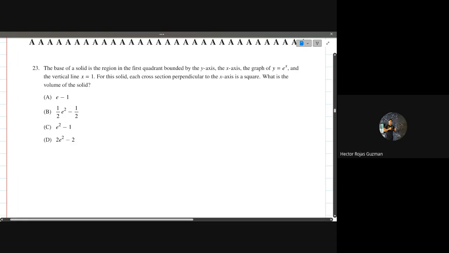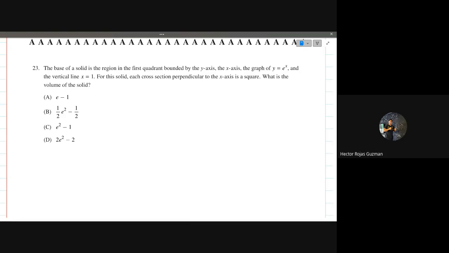Okay, we're back with the 2019 AP Calculus AB multiple choice. We left off in number 23. So let's go ahead and continue this.